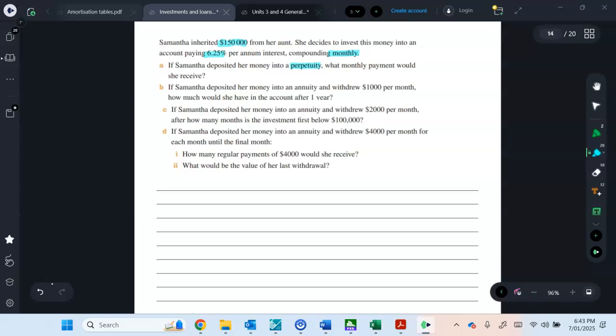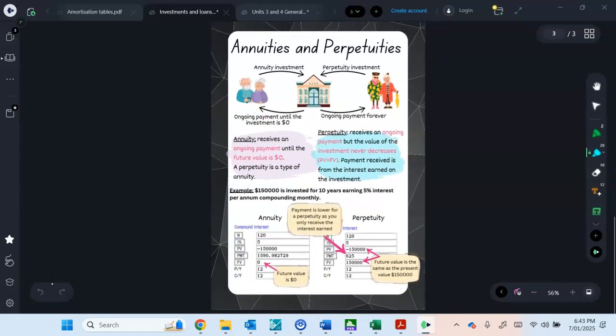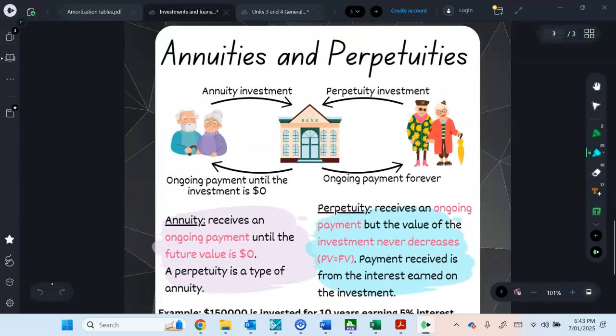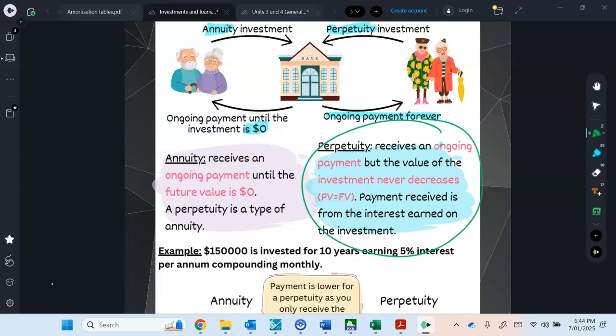So let's go look at the notes just quickly. Just a quick recap of the difference between an annuity and a perpetuity. So looking at these couple up the top. With an annuity, you get an ongoing payment until the investment is $0. If it's a perpetuity, you get an ongoing payment forever. So the value of your investment never goes below your principal value. So it's very important that we focus on this part here. You receive an ongoing payment, but the value of the investment never decreases. So in your calculator, your PV is the same as your FV.